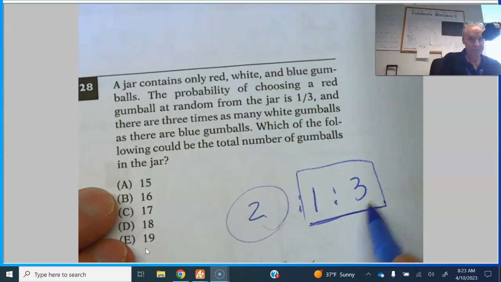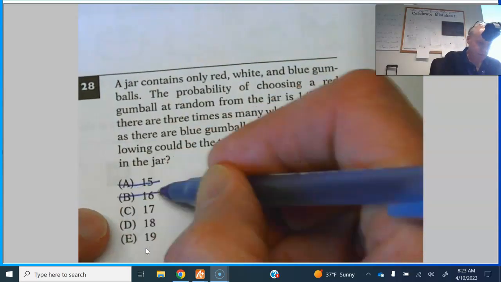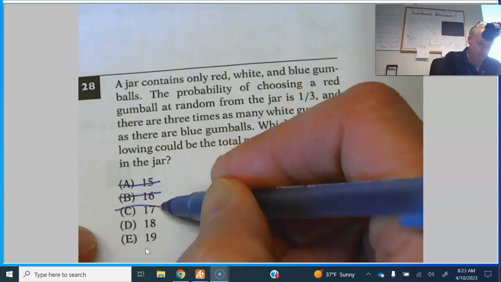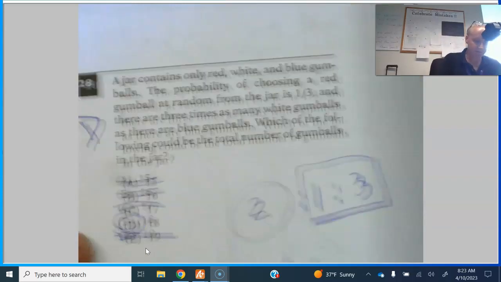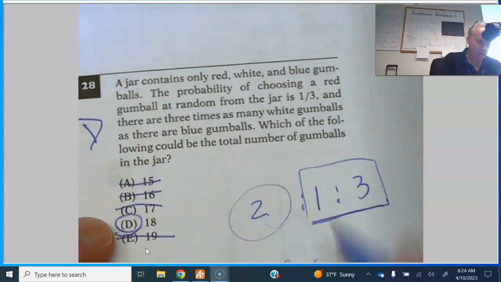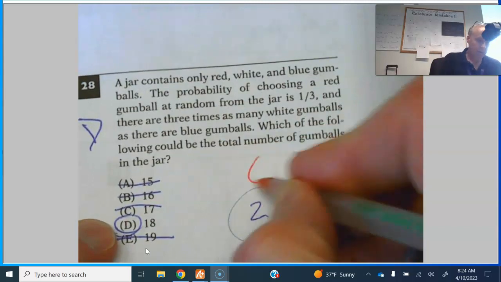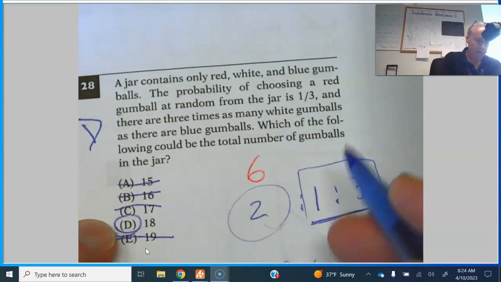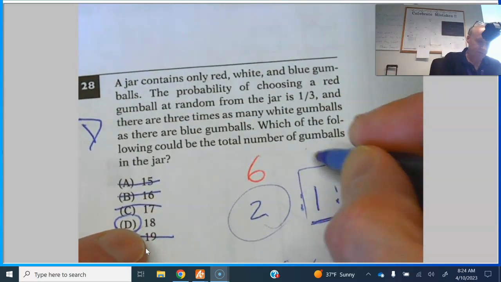It's a little bit like the pirate problem, but kind of in reverse. This is not divisible by 6, not divisible by 6, not divisible by 6, not divisible by 6. D is the only possibility. I know that 1/3 of these are red. 6 of them are red. That leaves me with 12 more.